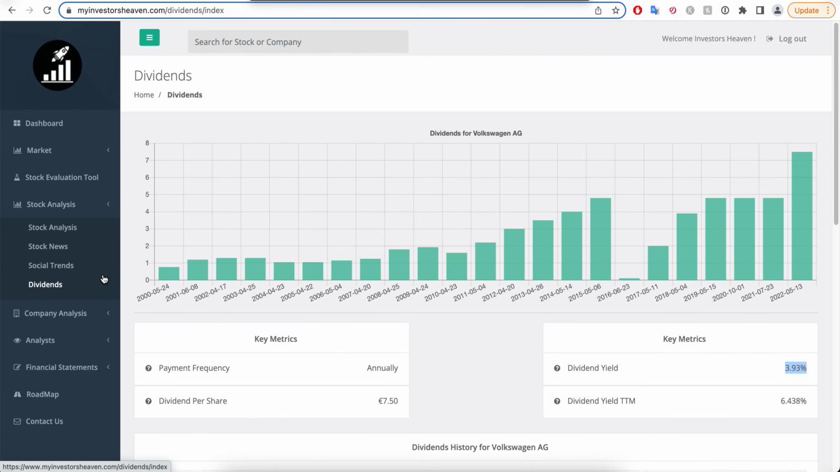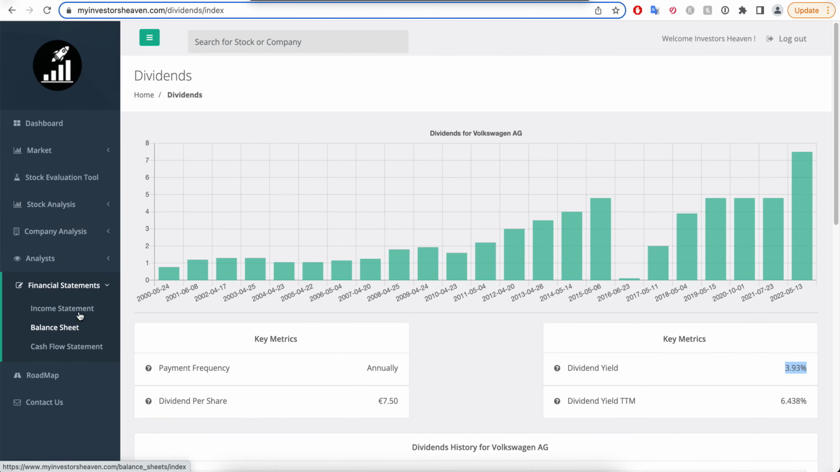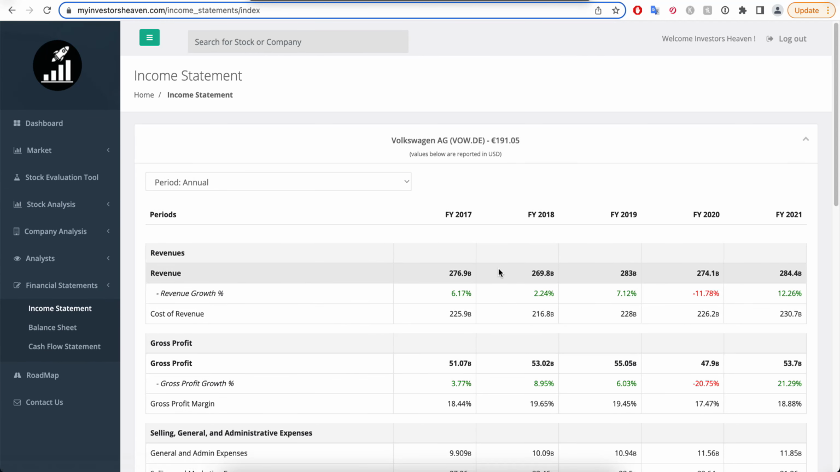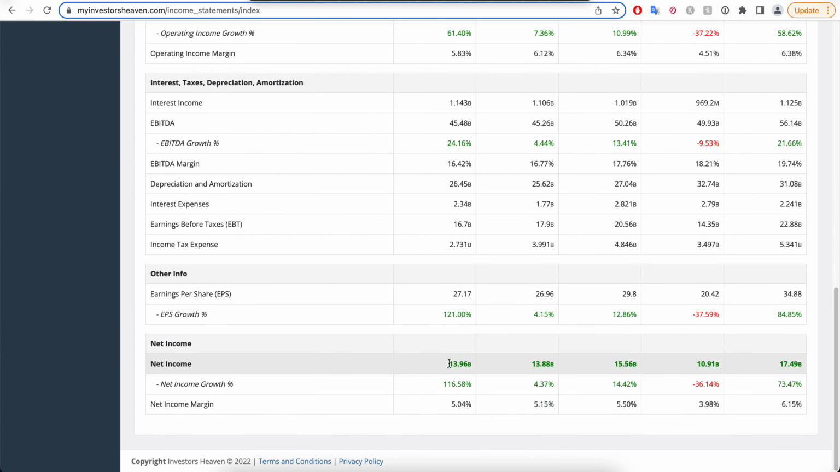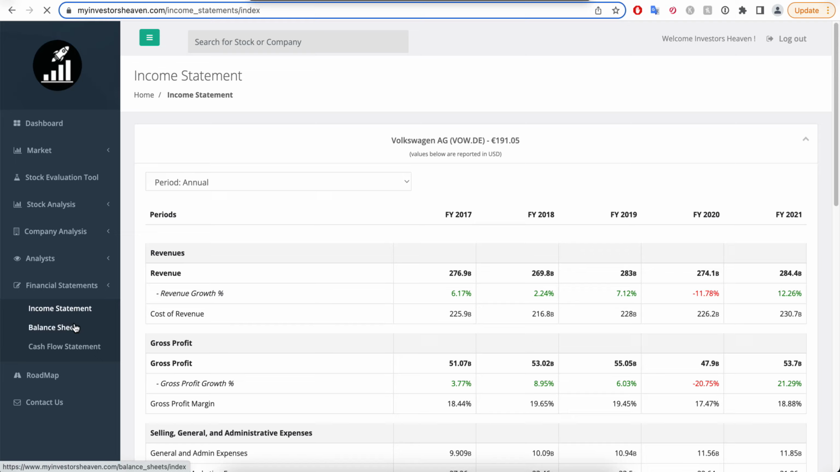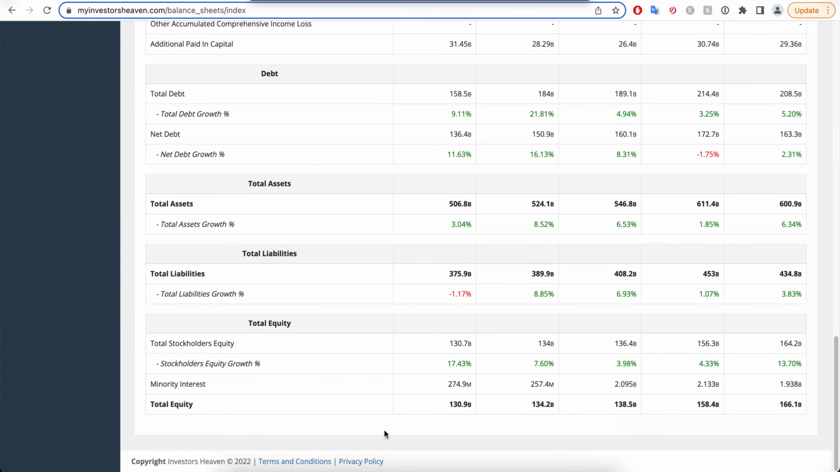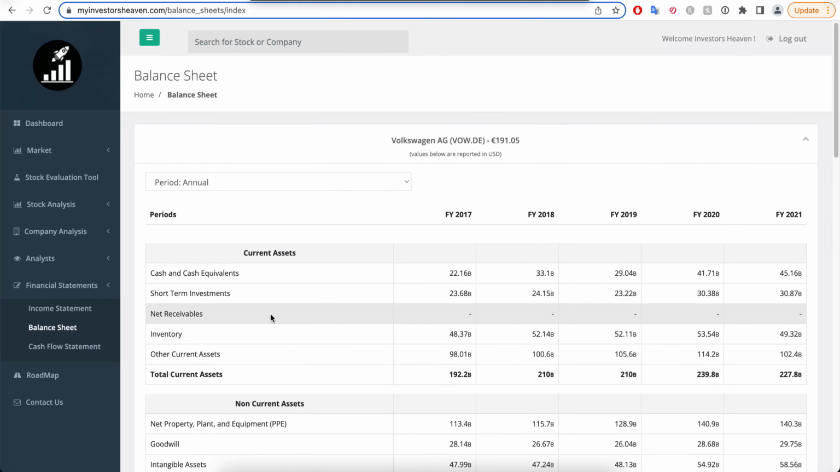Okay, so let's examine the financial statements and actually see the story behind this company. Revenue went from 277 billion, a massive company making massive amounts of money, to $284 billion over here. And the net income went from 13, almost 14 billion, to 17.5 over here. So it has been increasing. On the balance sheet, total equity has been increasing as well, from 131 to 166. Very healthy stuff to see here.